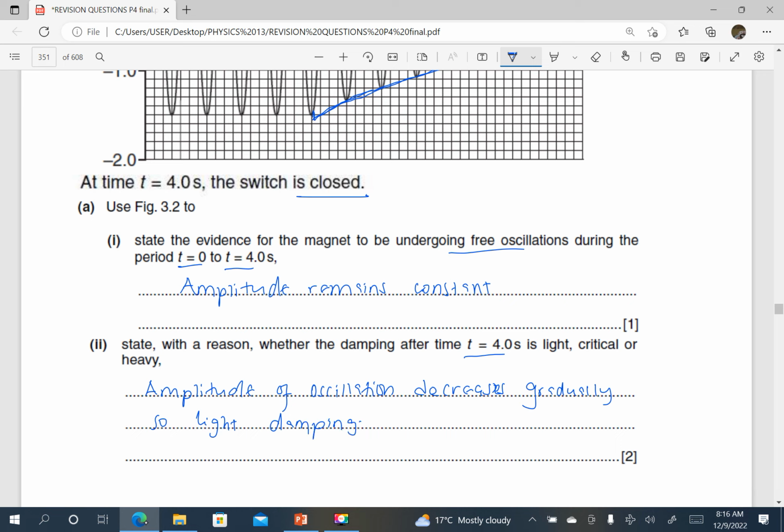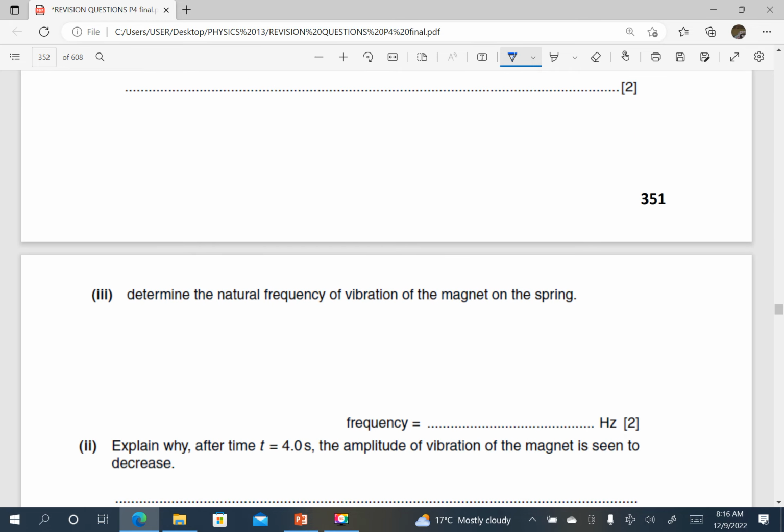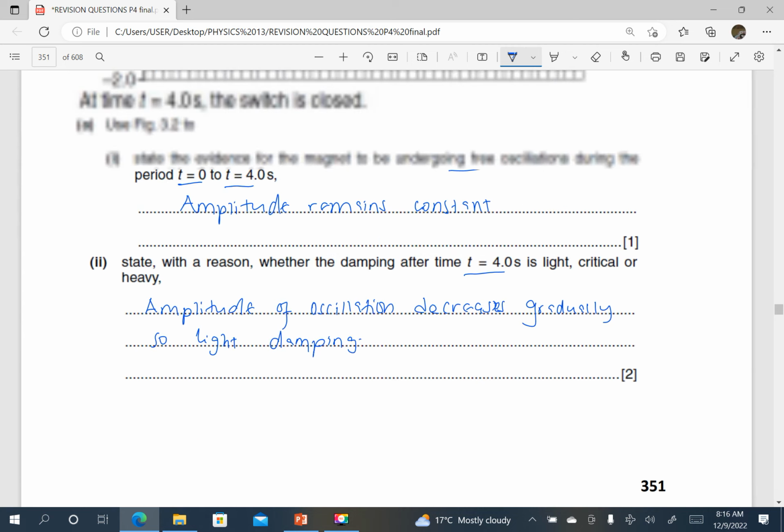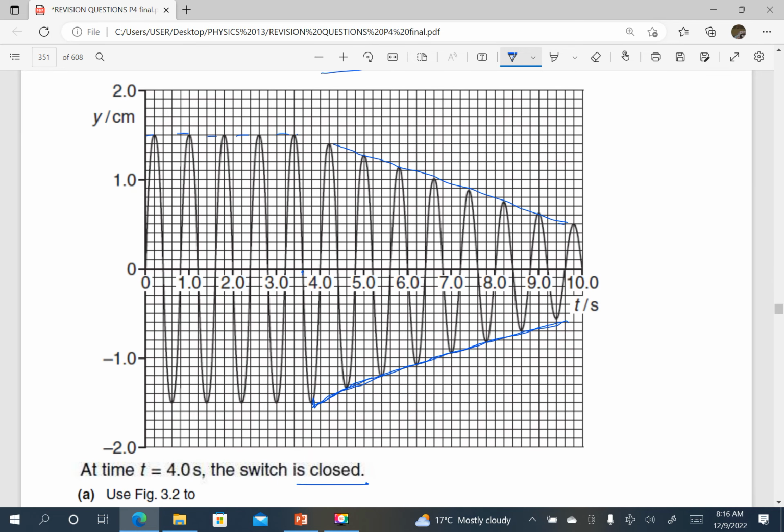So that is light damping. Then determine the natural frequency of vibration of the magnet on the spring. Natural frequency. So we know that frequency is equal to 1 over the period. So we just need to look for the period from the graph. Let's check the period. Period is the time for one cycle.